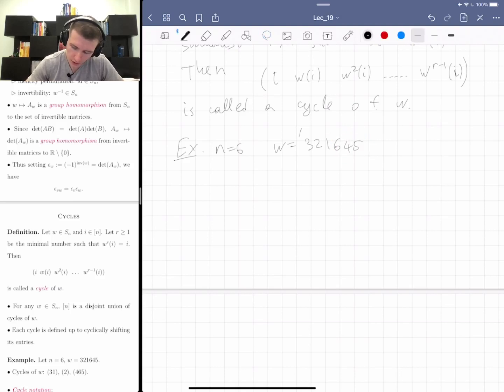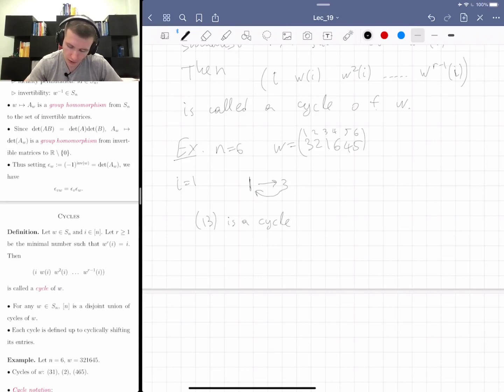Or in two-line notation, 1, 2, 3, 4, 5, 6. So what I'm going to do is, let's say I start with i equal to 1. So I draw 1, and then I look at my w. It sends 1 to 3. So 1 goes to 3, and then 3 goes back to 1. And that's one cycle. So (1, 3) is a cycle.